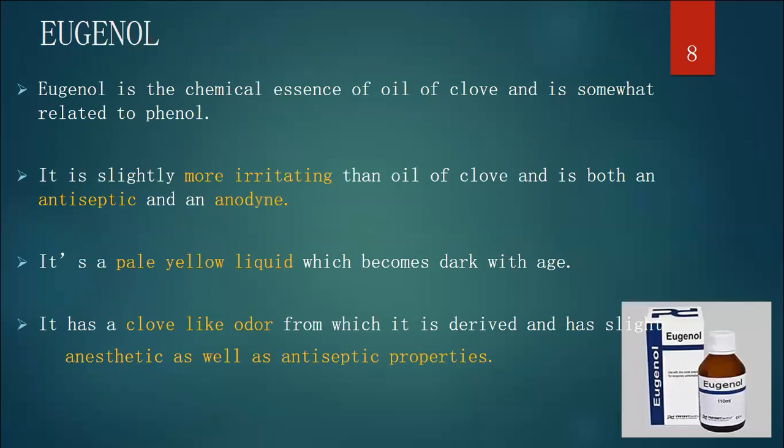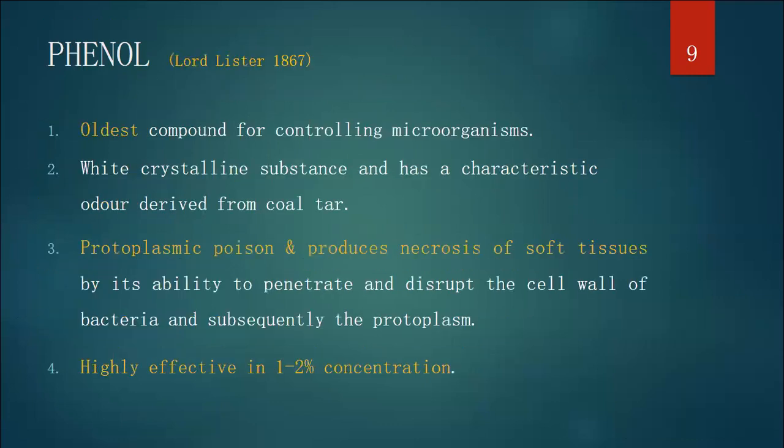Eugenol. Eugenol is the chemical essence of oil of clove and is somewhat related to phenol. It is slightly more irritating than oil of clove and is both an antiseptic and an anodyne. It's a pale yellow liquid which becomes dark with age. It has a clove-like odor, from which it is derived, and has slightly anesthetic as well as antiseptic properties.